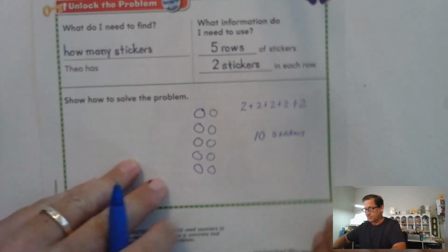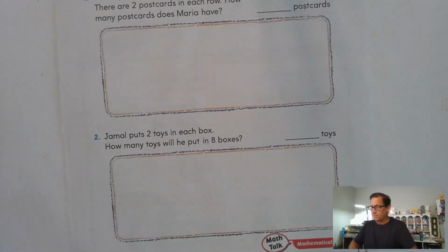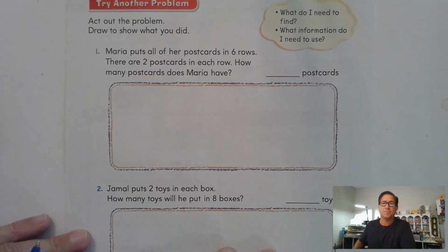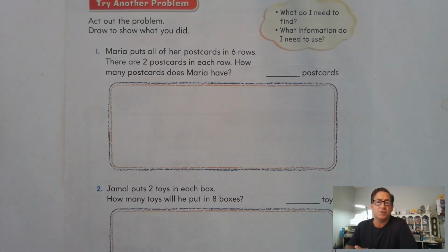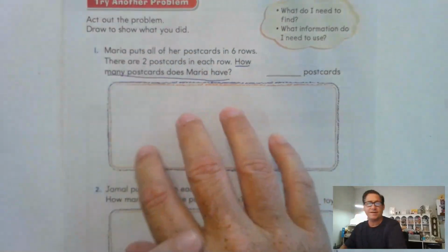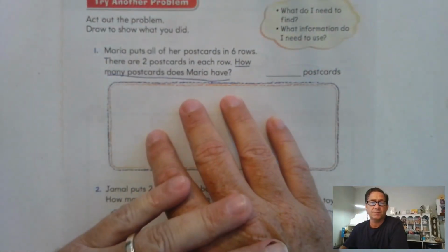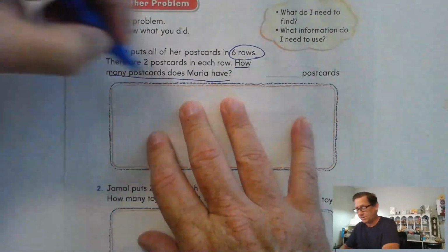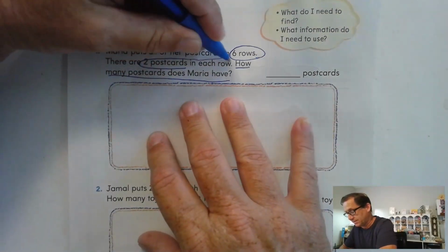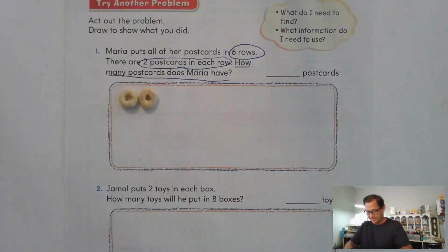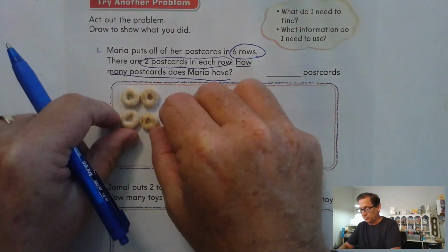All right, so now let's look at page 158. Maria put all of her postcards in six rows. There are two postcards in each row, and how many postcards does Maria have? Okay, so that's what we need to find out, right? How many postcards does Maria have? Well, I need to know that she has six rows and that she's going to put two postcards in each row. Well, that's very similar to the last problem, right? Except the last problem only had five rows.